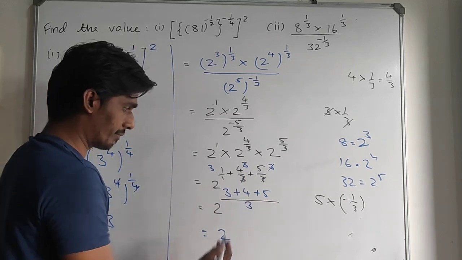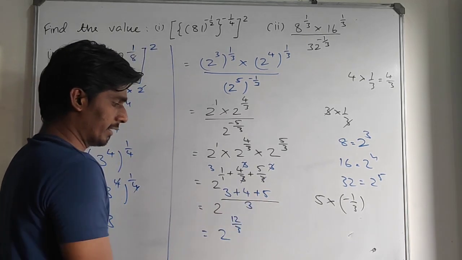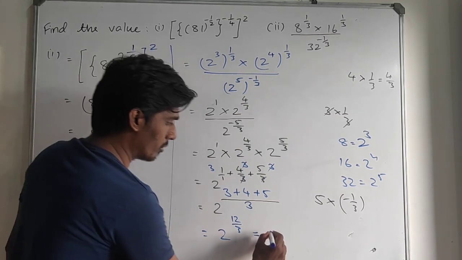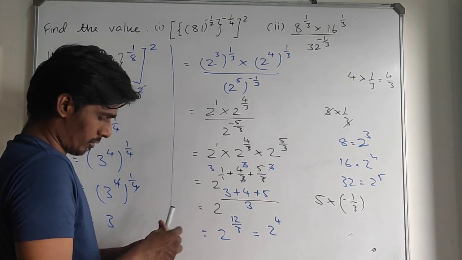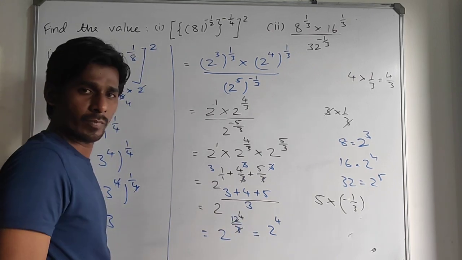7 plus 5, 12. So it's 12 upon 3. So we know that 2 raised to 12 upon 3 means 2 raised to 4. How is it 4? 3 will cancel 12, 3 will cancel 12. How many times? 4 times.